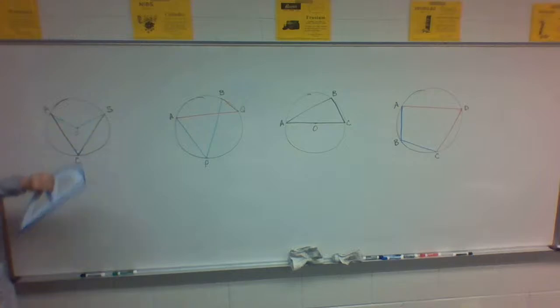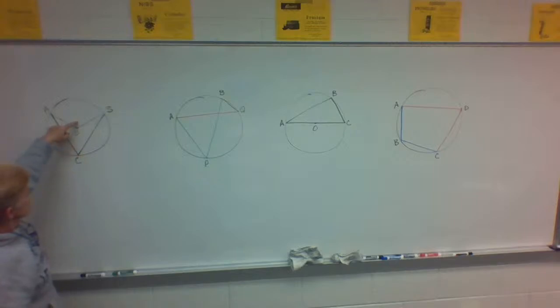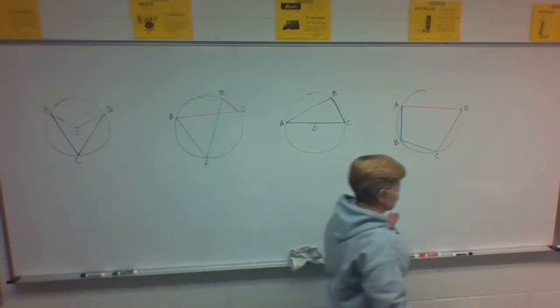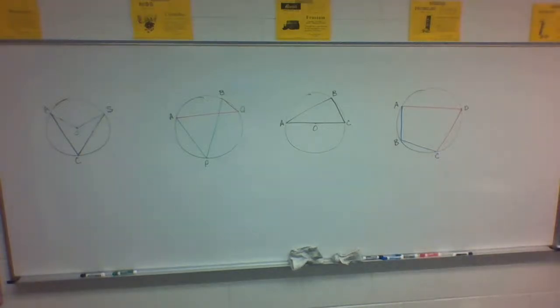So it appears that what happened is, whatever this angle was before we pulled its vertex back to sit on the circle, this was 120, this was 60. They appear to be in a ratio of 2 to 1, which is exactly what it is. That's the inscribed angle theorem.